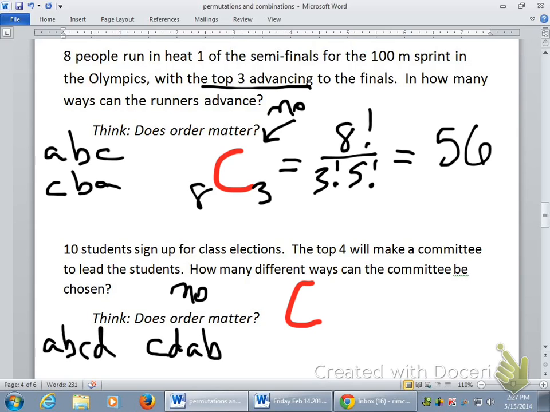And it would be a combination of 10 people choose the top 4, which ends up being 10 factorial over 4 factorial times 6 factorial. And if you'll run those numbers for me.